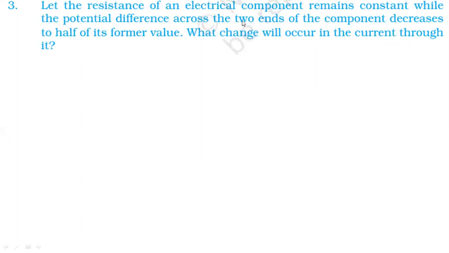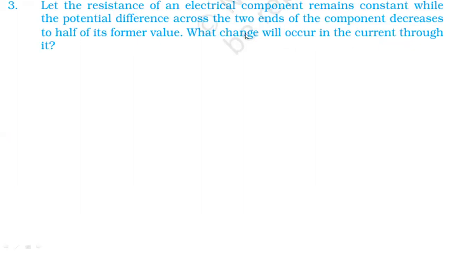Let the resistance of an electrical component remain constant. So they are asking us to keep the resistance constant, and without changing the resistance, they are asking us to change the potential difference. The potential difference across the two ends decreases to half of its former value. That means initially it was V, then change it to V by 2. Suppose initially it was 50 volts, now the new value is 25 volts.